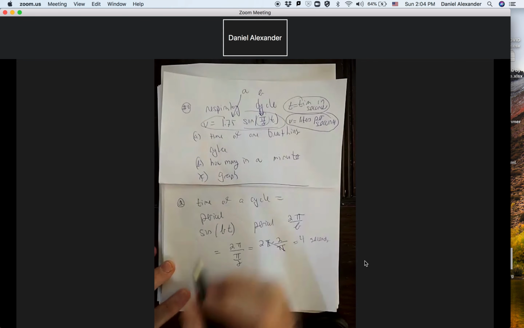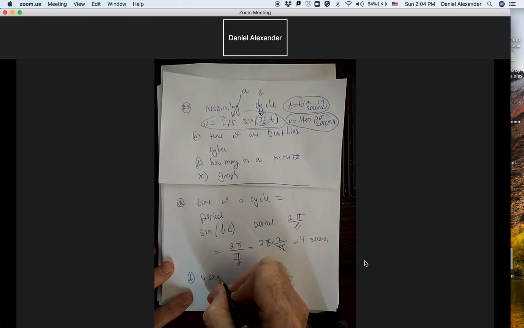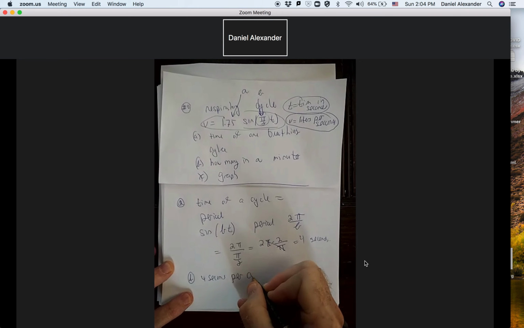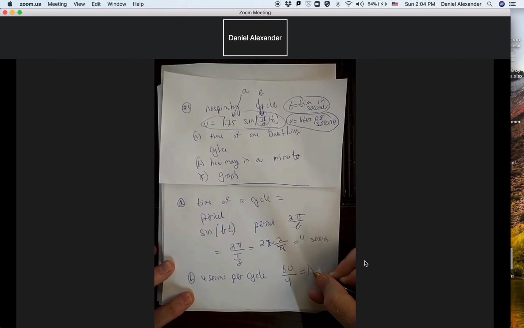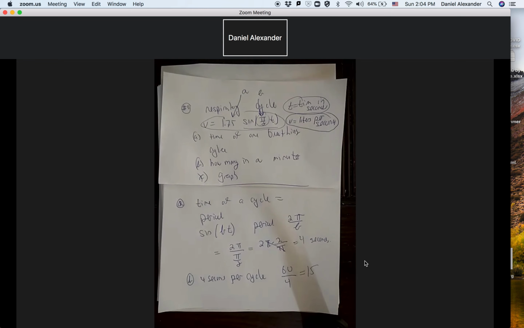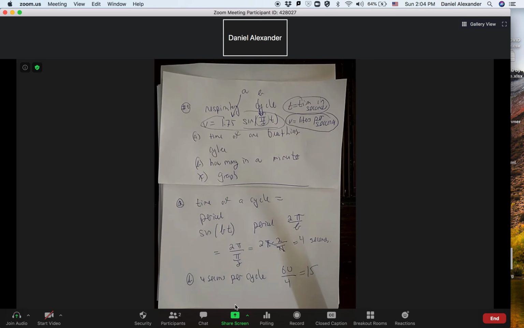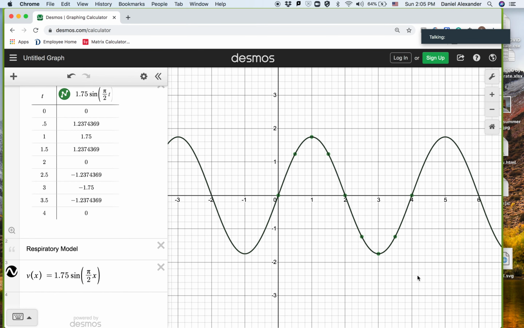How many in a minute? Well, 4 seconds per cycle, 60 seconds in a minute. So 60 divided by 4, 15 cycles in 60 seconds. Okay. And again, we already looked at the graph. We'll look at it one more time real quickly. I wanted you to do it with Desmos. And there's a picture of the graph.